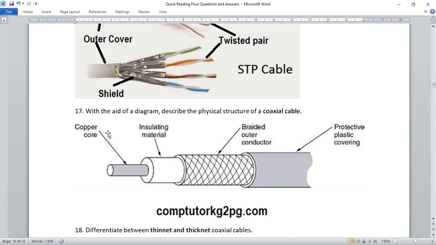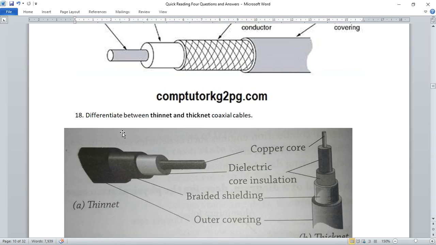Then we have: with the aid of a diagram, describe the physical structure of coaxial cable. Remember, these are some of the cables that you use, like the one you use for television aerial. So it has the copper core, insulating material, braided outer conductor, protective plastic covering. In an exam, somebody may ask you to draw and label coaxial cable.